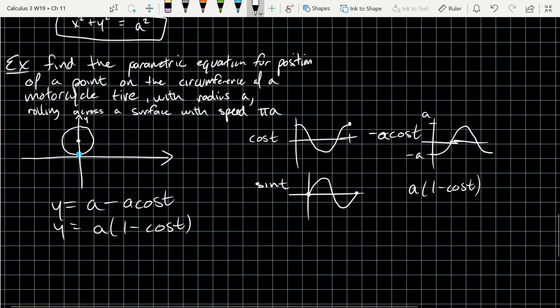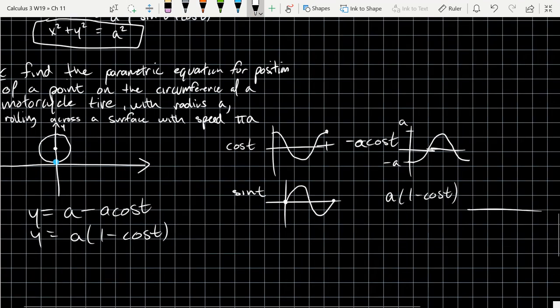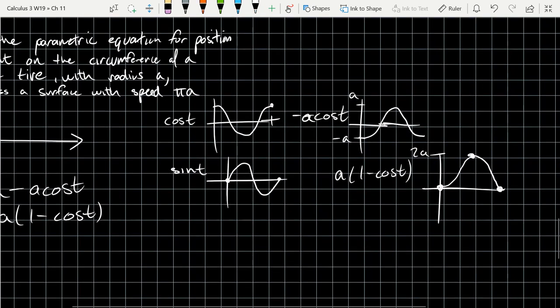So if I just graph the 1 minus cos t function out, it would start at 0, end at 0, up to 2a, and it would look like that right there. So something like that.